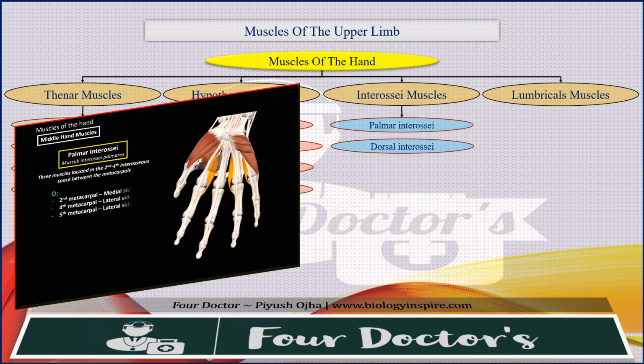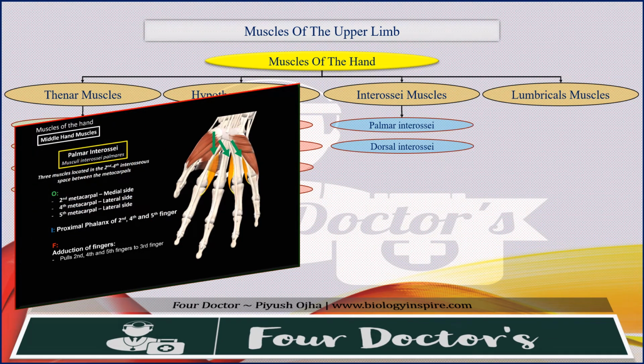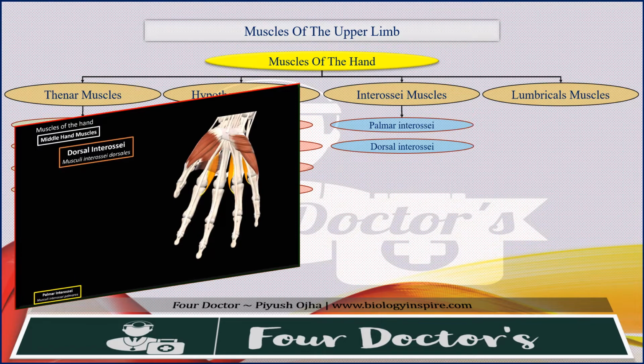These muscles originate from the medial side of the 2nd metacarpal bone, the lateral side of the 4th metacarpal bone, and the lateral side of the 5th metacarpal bone, and they insert at the proximal phalanx of the 2nd, 4th, and 5th finger. When these muscle fibers contract, they adduct the fingers, basically pulling the 2nd and 4th and 5th fingers towards the 3rd finger, as you see here. So that's this one. Then we have the dorsal interossei muscles.